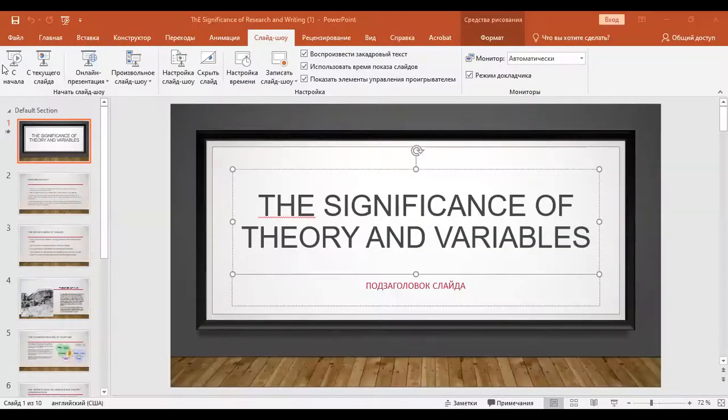The topic of my presentation today, and I'll give you the exact title, is The Significance of Theory and Variables in Research. We're going to be examining the research process. We're going to talk about the significance of theory and the significance of variables, give some examples, and talk about some strategies for effective research, both for researchers and for people teaching research.